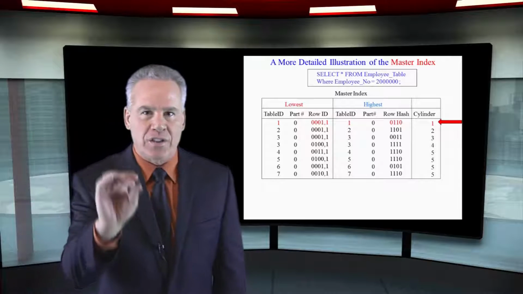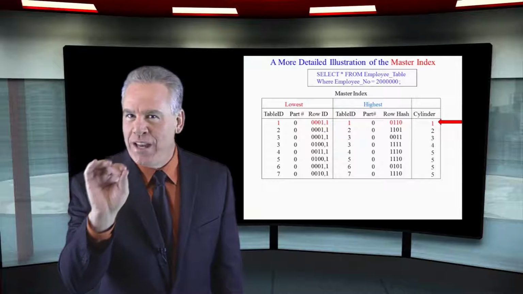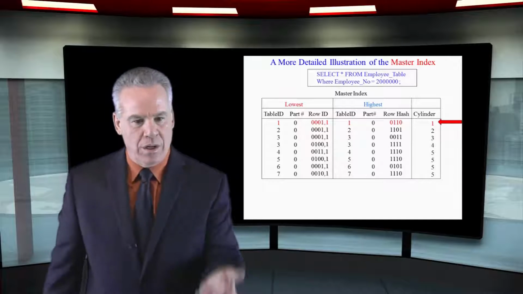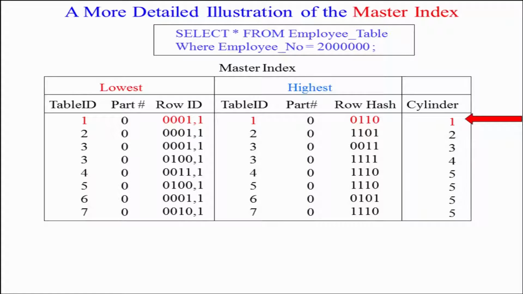Now, take a look at this. It also has two things in it, very important. The lowest row ID in that particular block and the highest row hash. And this is how it can find things. Notice that table ID 3 here has 2 entries. That's because these blocks have split. And that's how Teradata knows exactly which block it's going to hold the data.